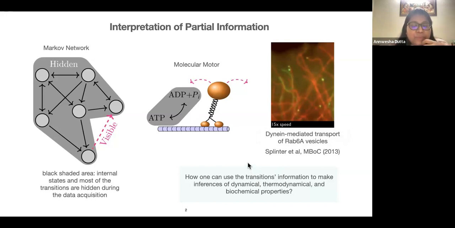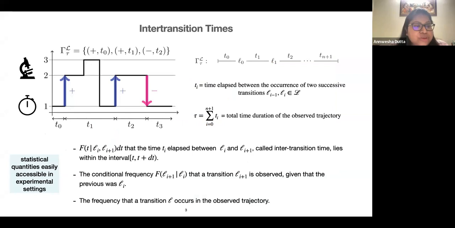So in this scenario, the motivation of our work is: how can one use this transition information to make inferences about dynamical, thermodynamical, and biochemical properties of such systems? Imagine that you have an observer who is recording the time with a stopwatch and is looking at these few visible transitions. Here the black trajectory is the complete trajectory when we have all the internal states visible. But we can only see the blue transitions that are visible to us. And we can record the time it takes to move from one visible transition to another. From this, we can have a time series for this particular trajectory, which is a time series of visible transitions.